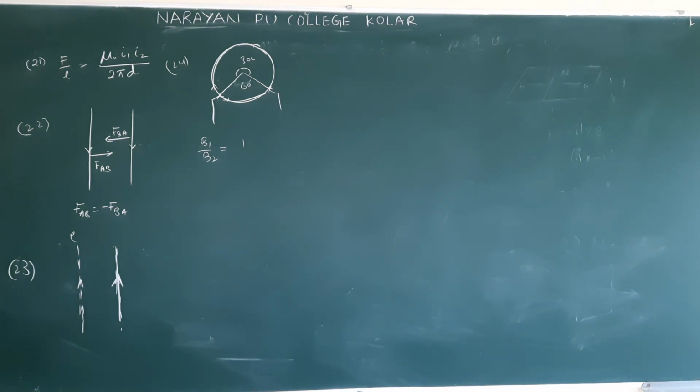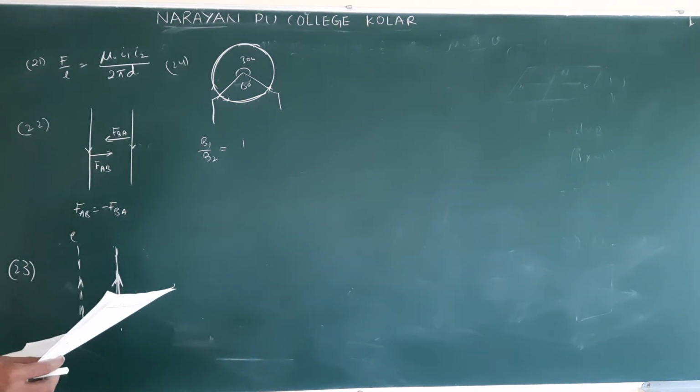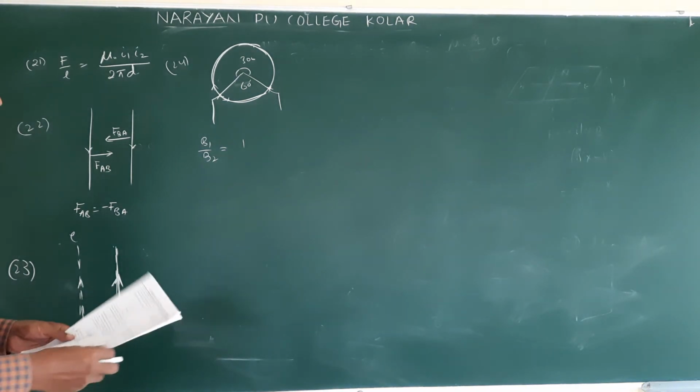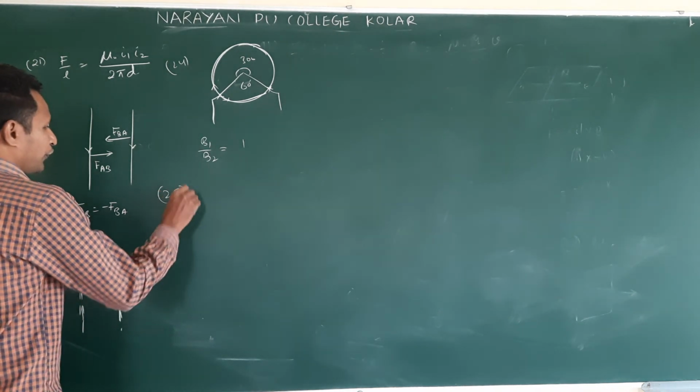Next. 25. A wire of length L meter carries a current I ampere bent in the form of a circle. Its magnitude of magnetic moment will be. They are asking magnetic moment. 25.